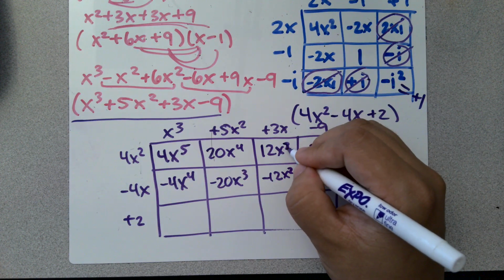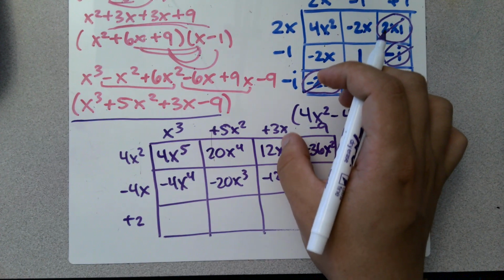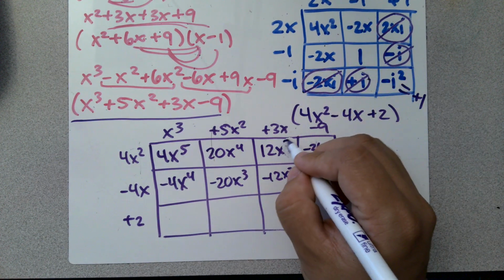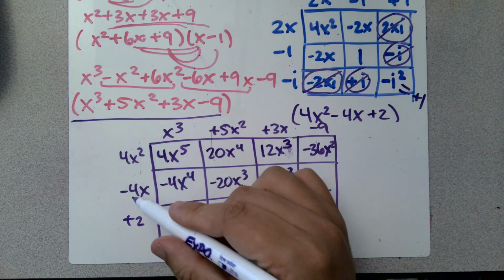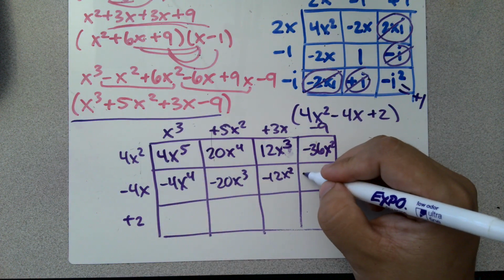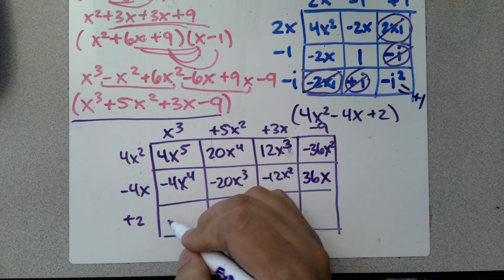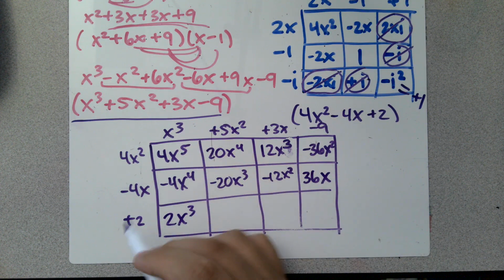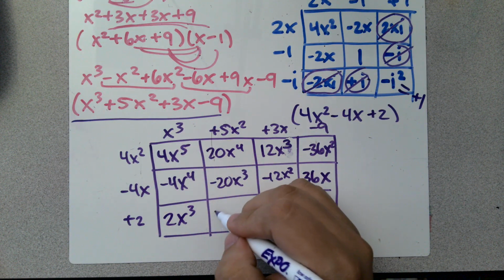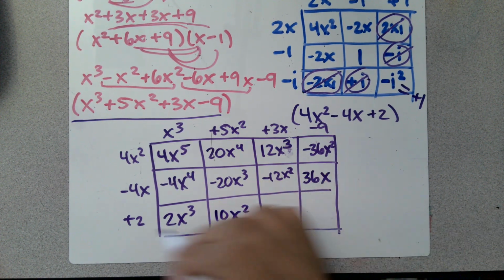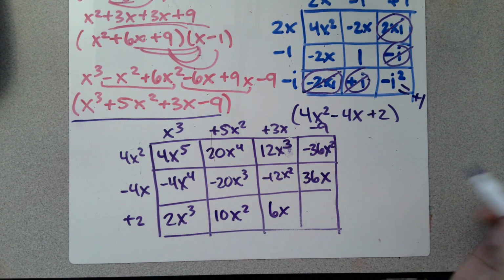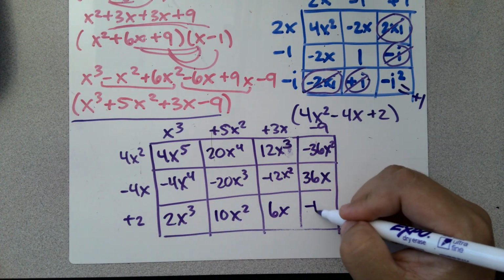This should be cubed, I'm sorry. I just caught that. I hope someone else caught that before. Negative 4x times negative 9 is 36x. 2 times x cubed is 2x cubed. 2 times 5x squared is 10x squared. 2 times 3x is 6x. 2 times negative 9 is negative 18.